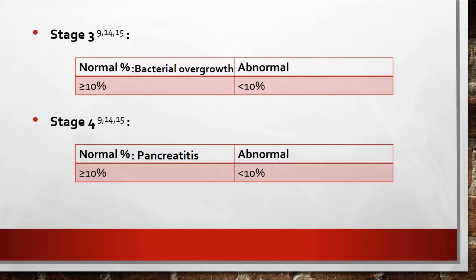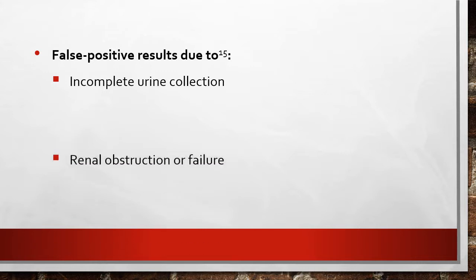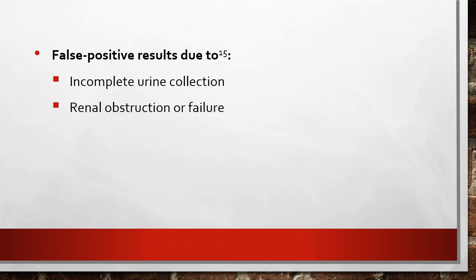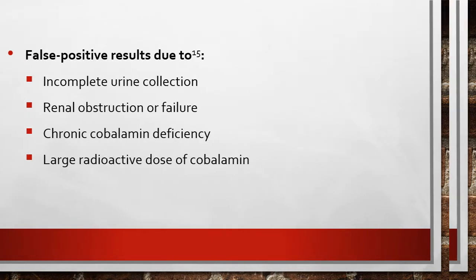False positive and false negative results can occur in any stage. The Schilling test may have false positive results due to incomplete urine collection, where loss of a urine sample may result in falsely low cobalamin excretion. Renal obstruction or failure causing diminished glomerular filtration, which in turn causes a slower excretion of cobalamin in the urine. Chronic cobalamin deficiency, which causes atrophy of the ileal mucosa. This results in a decrease of intestinal absorptive ability. A large radioactive dose of cobalamin causes a decrease in intestinal absorption, causing a false positive result.